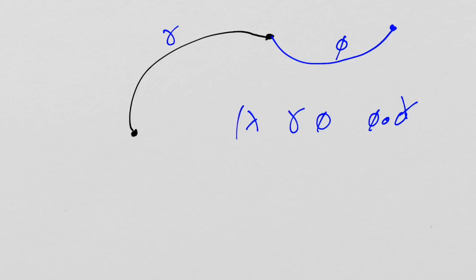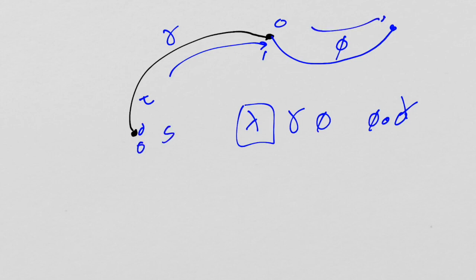And this I can create as a path by reparameterizing t, where t goes from 0 to 1 on gamma, and then it goes from 0 to 1 on phi. I can create an s that starts here at 0 and ends here at 1. So we can combine paths, but what's critical is that the end point of the first path and the beginning point of the second path have to be the same.